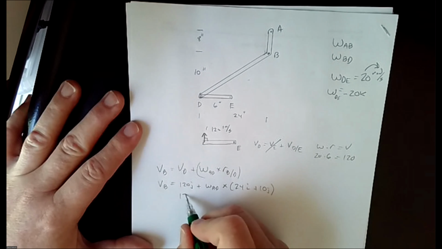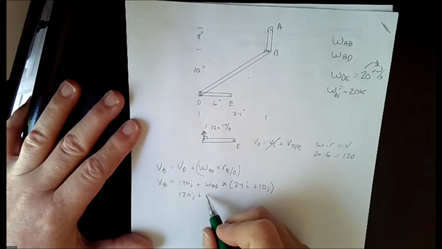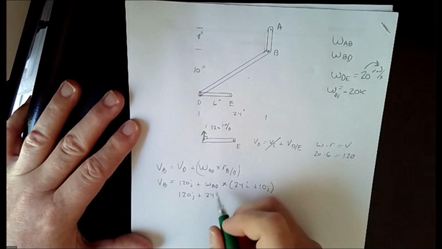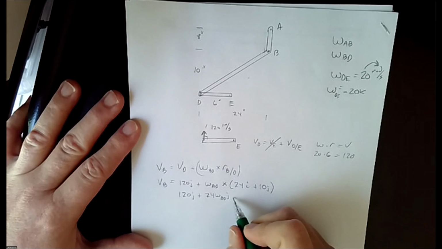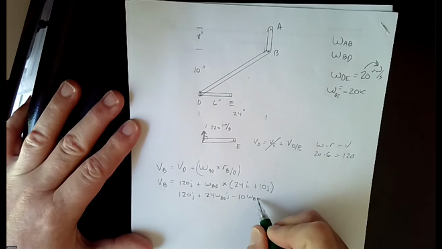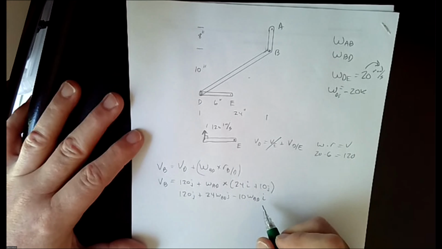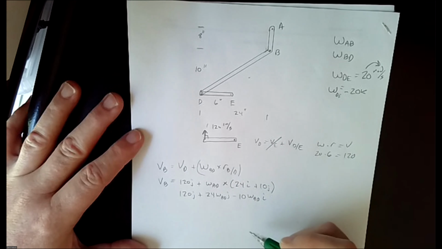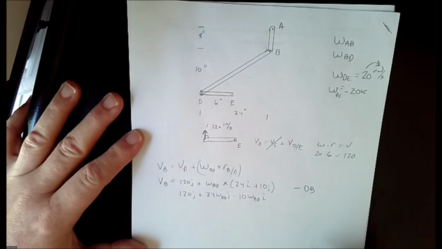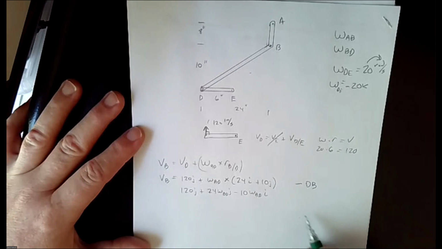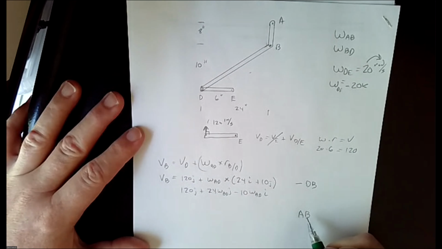So that gives us 120J plus 24 omega BD J minus 10 omega BD in the I. All right, so this was for rod DB. We do the same thing for rod AB. So for rod AB, what's that going to look like?